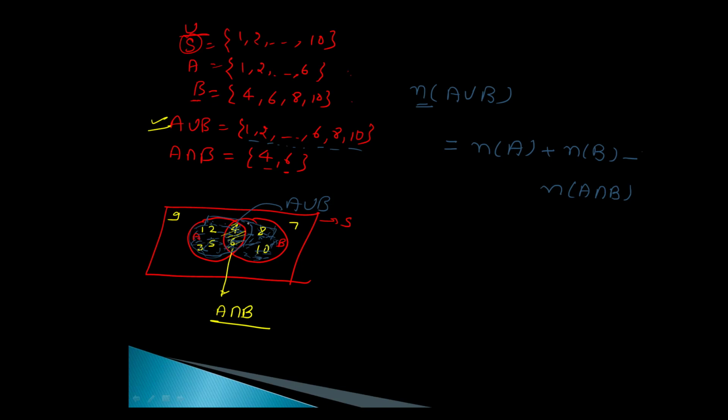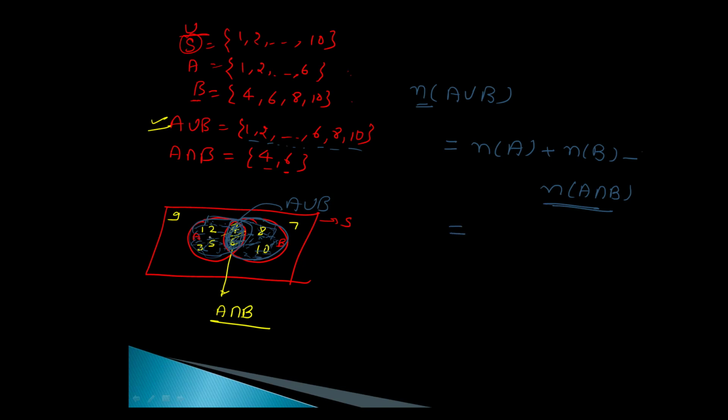Number of elements in set A, so I have added this quantity, plus the number of elements in set B. So I have added these two. But when we added these two, this portion which is common to both the sets is counted twice. So what I need to do is subtract these elements once. And we can cross check here.